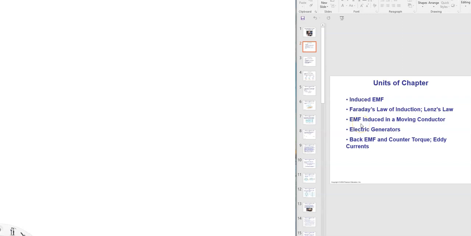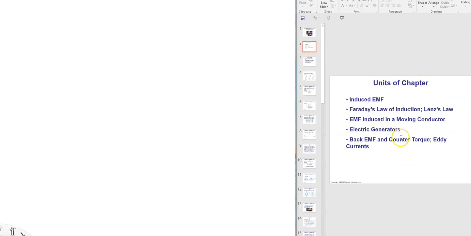Electromotive force, or electromagnetic induction, or electromagnetism induced in a moving conductor, how generators work, some other topics like back EMF and counter torque, transformers, another useful electrical device, and how electricity is transmitted, and a few more topics and more applications. Applications of this induction, production of current, how it's been applied in sound systems and other stuff.